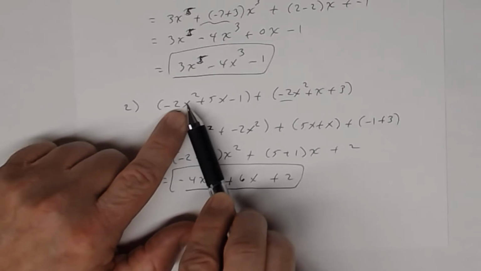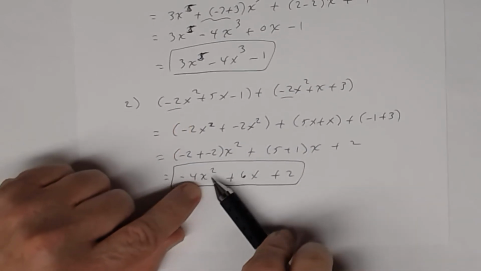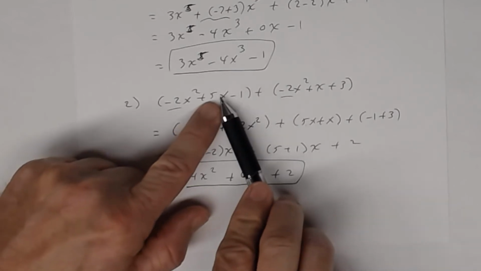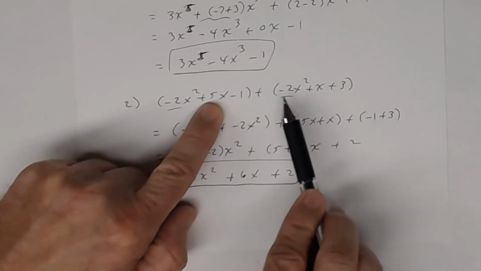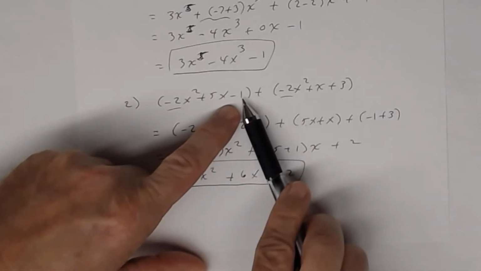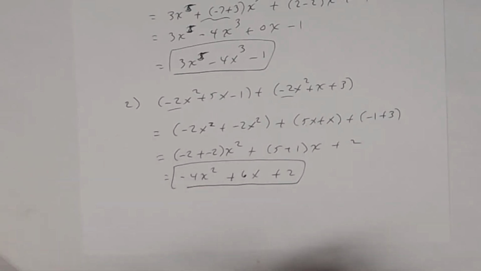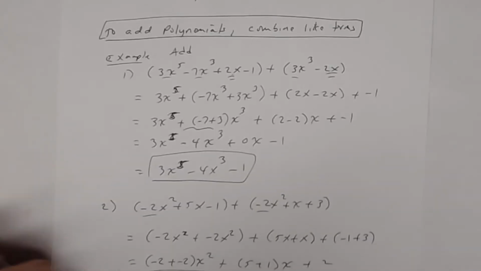A negative 2x squared plus a negative 2x squared is a negative 4x squared. 5x plus x is 6x. A negative 1 plus 3 is 2. Okay? Not difficult at all, right? Very simple. It's not a difficult concept. Okay, let's look at this one.